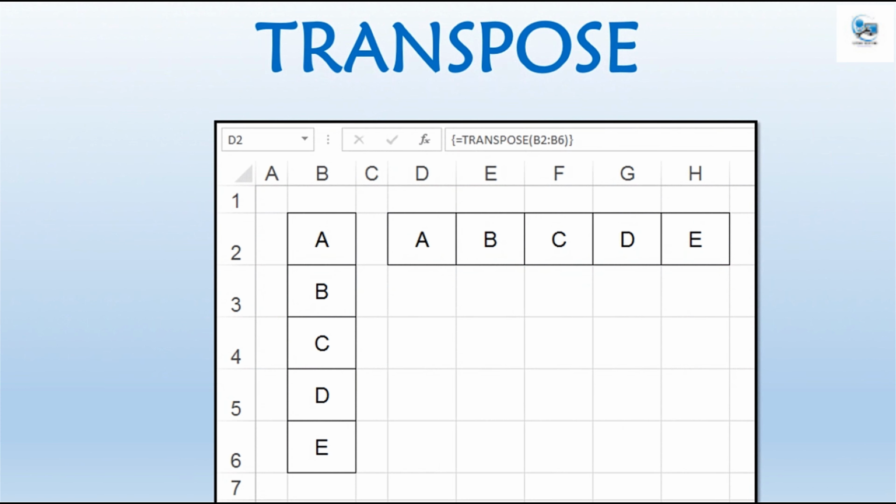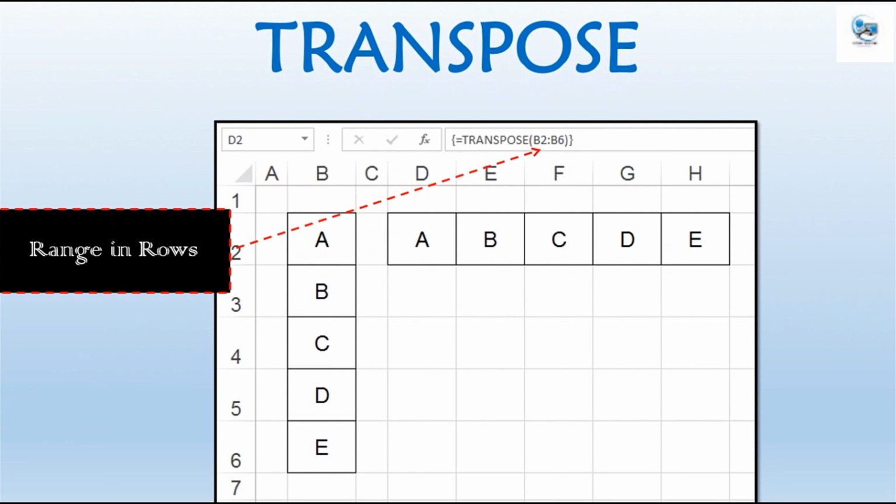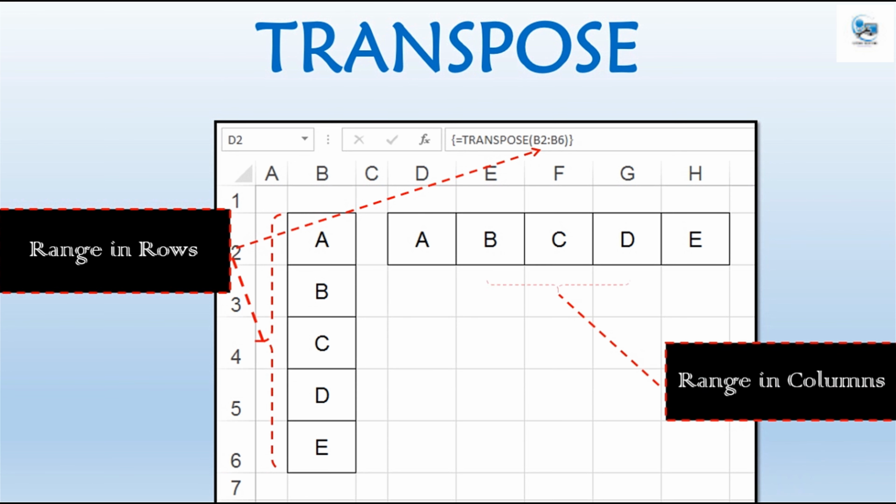As you can see here, the only argument is from P2 to P6, which is the range containing a list I want to transpose: A, B, C, D, E. And here is the result, the range in columns instead of rows.